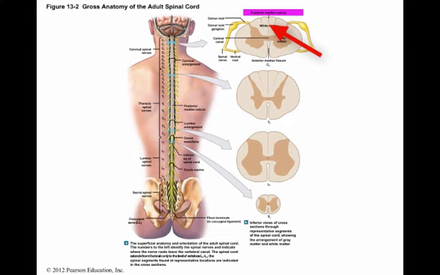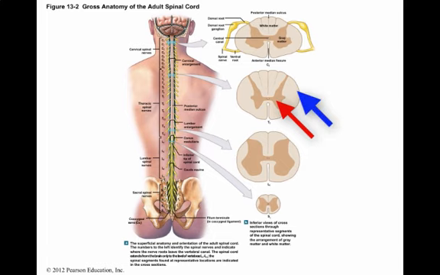The posterior or dorsal surface of the spinal cord has a shallow groove called the posterior median sulcus that we can see here on the cross section. The anterior or ventral surface of the spinal cord has a wider groove called the anterior median fissure.